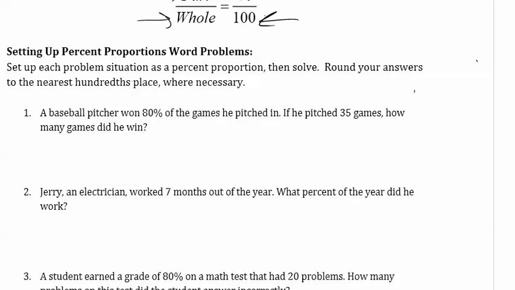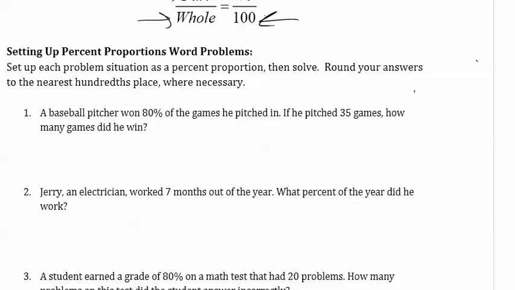So it says set up each problem situation as a percent proportion, then solve. So when it asks you to set something up as a percent proportion, you need to actually show the proportion. Yes, there are other ways that you could solve, but we're testing to see if you can identify and make the connection by using a percent proportion. Okay, so it says round your answers to the nearest hundredths place where necessary.